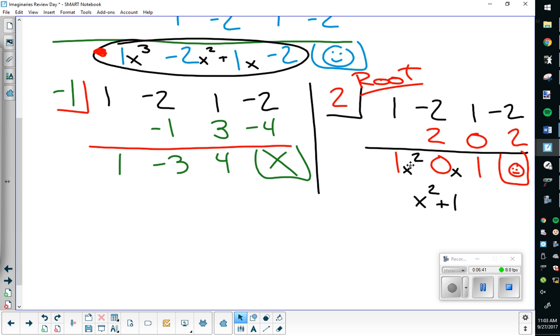X squared plus 1. All I need to do to solve it is set it equal to 0. And I'm going to solve that thing. Solve it. x squared plus 1. Try and figure that out without me.